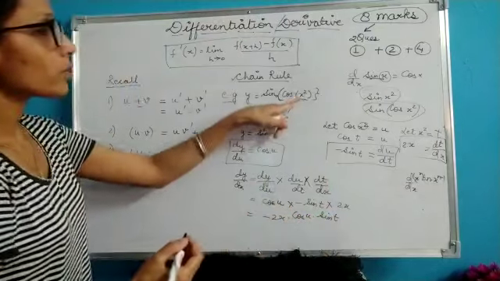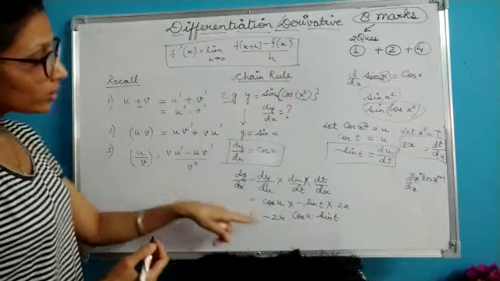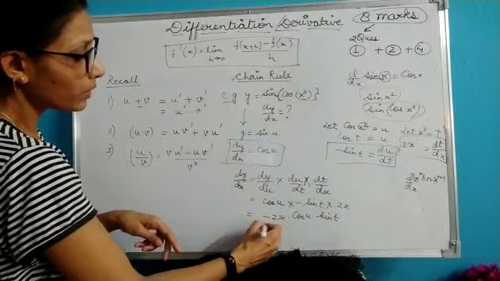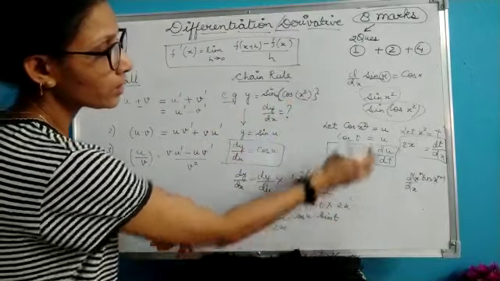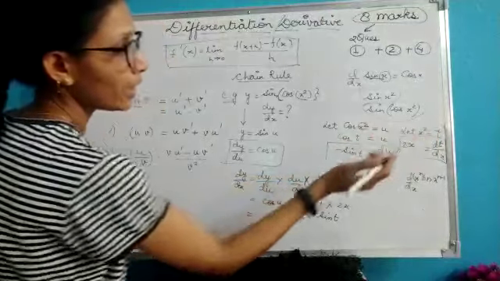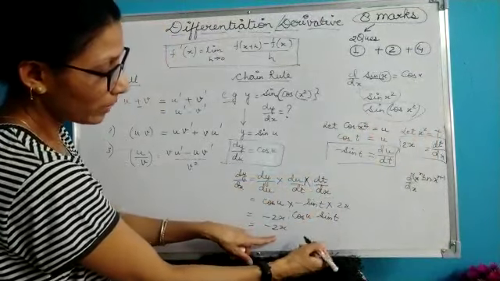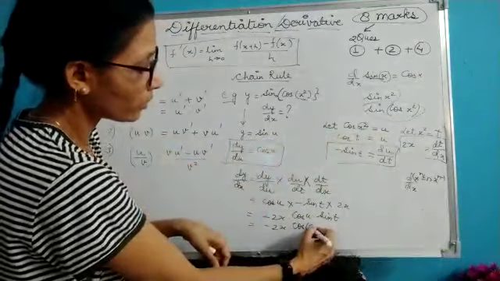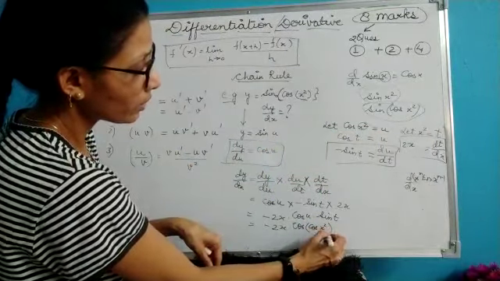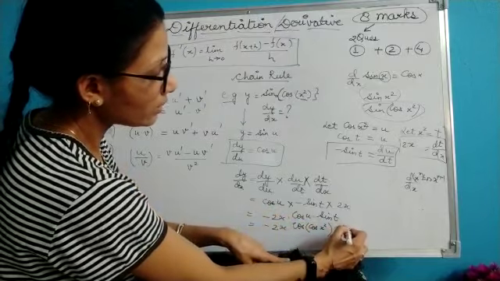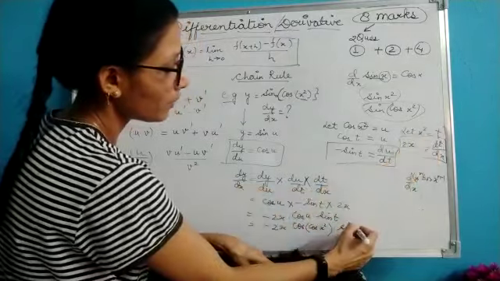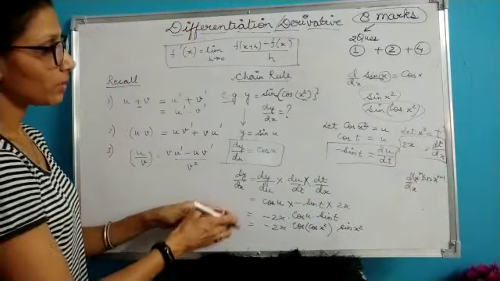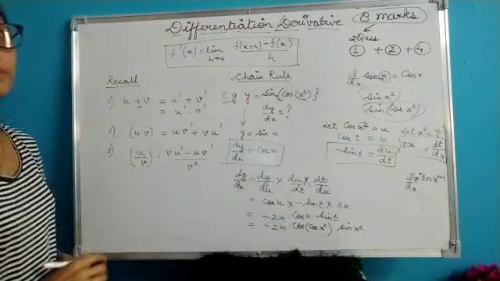But initially my question was given in x, so I need to convert this in terms of x only. So you replace the values of u and t with cos x square and x square. So this is minus 2x cos of u, which is cos x square, and into sin t, where t is x square. So this is your required answer, that means dy by dx of the given function. Have a look.